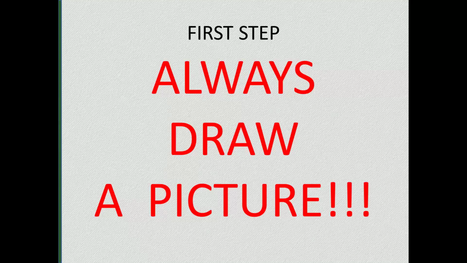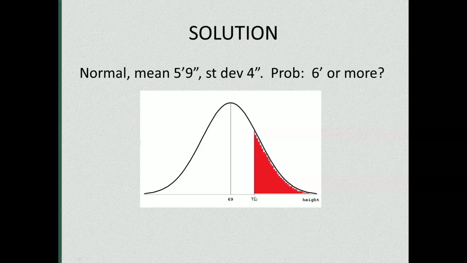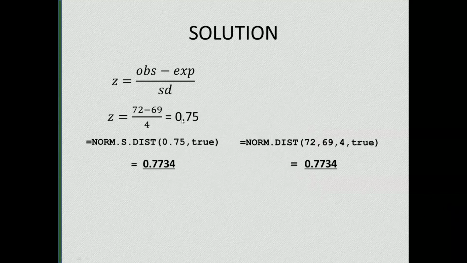I trust you began with the important first step, that you began by drawing a picture. Picture looks like this. We're looking for 6 foot, i.e. 72 inches or more. And we could compute the z-score. If you're 6 foot tall, you're 3/4 of a standard deviation above average, corresponding with a probability of 0.7734. Or you could directly say 72 inches when the mean is 69 and standard deviation is 4. Again, true. Give you the same answer.